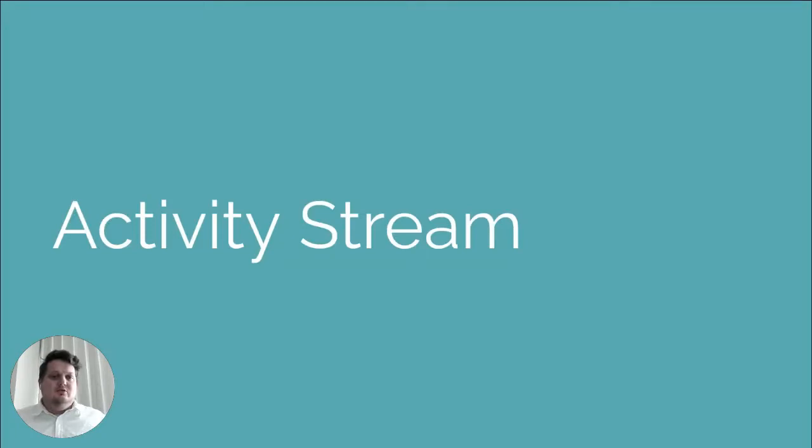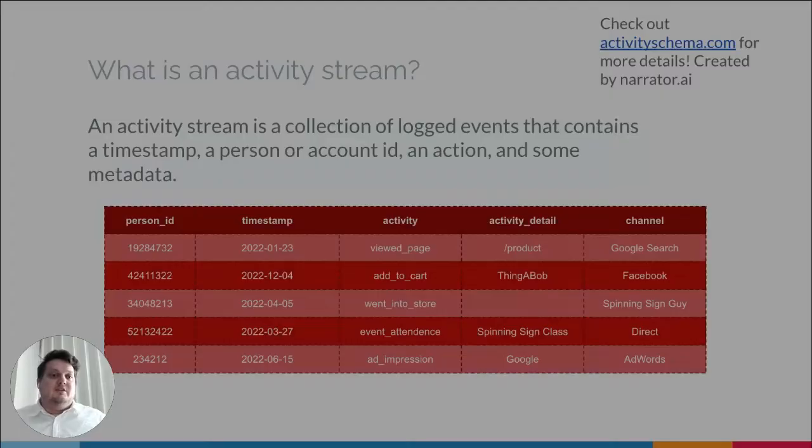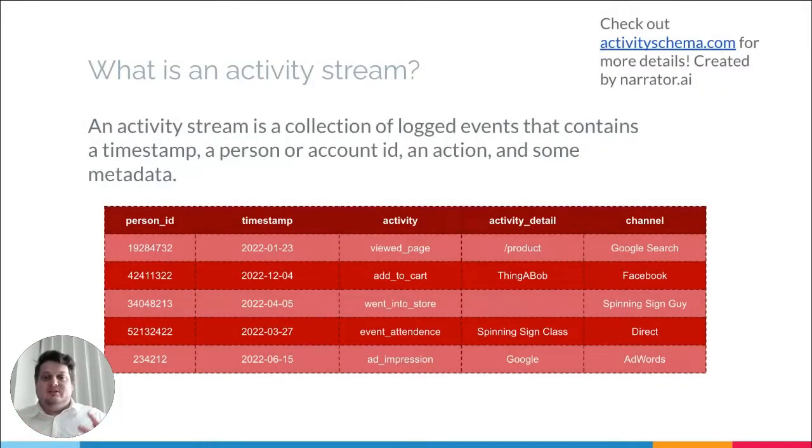So let's get into what this is. It's the activity stream, and this is an example table. You've got your person ID, timestamp, activity, activity detail, and channel. Activity is the thing that happened. Activity detail is the description of it. Obviously, that can be expanded in a couple more ways, but it's really this very simple table that you can collapse any type of loggable event into, and really build this amazing source of information that you'll see what you can do with. And definitely check out activityschema.com.